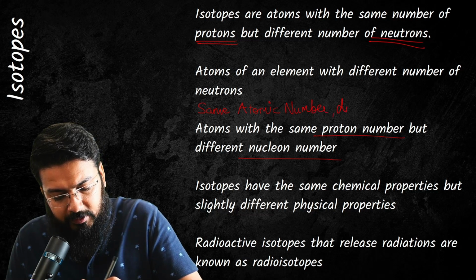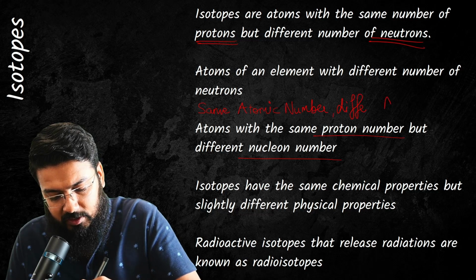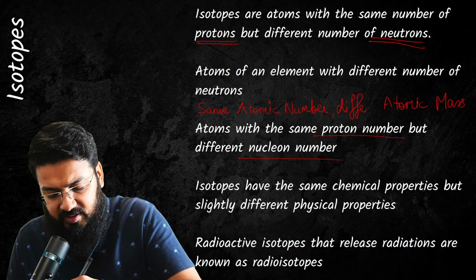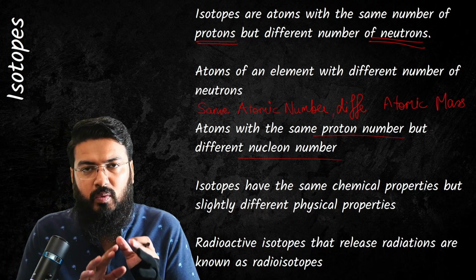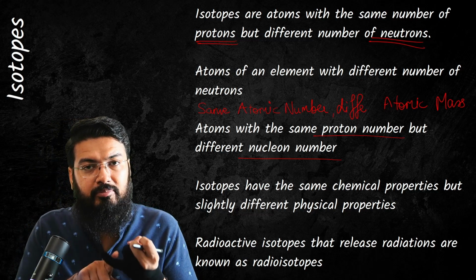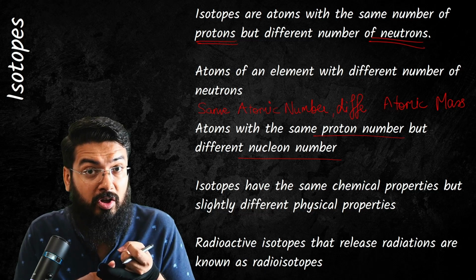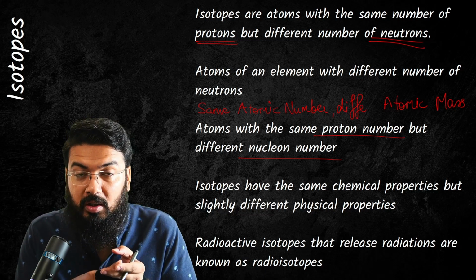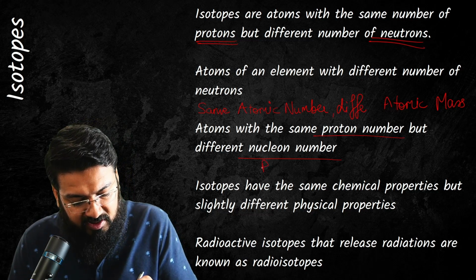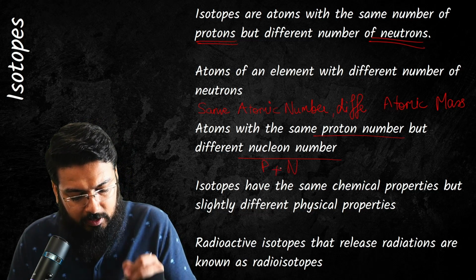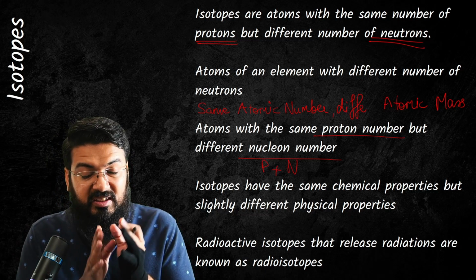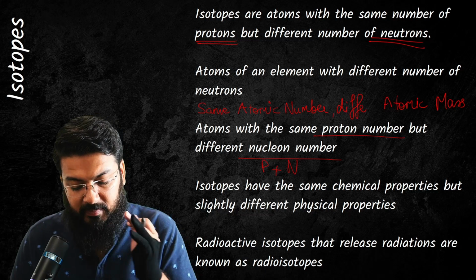but different atomic mass. Okay, so there are three ways of telling what an isotope is. Same proton number, different neutron number. Same number of protons but different nucleon number, where nucleon number is the number of protons plus neutrons. Then you can also say that it has the same atomic number but different atomic mass.